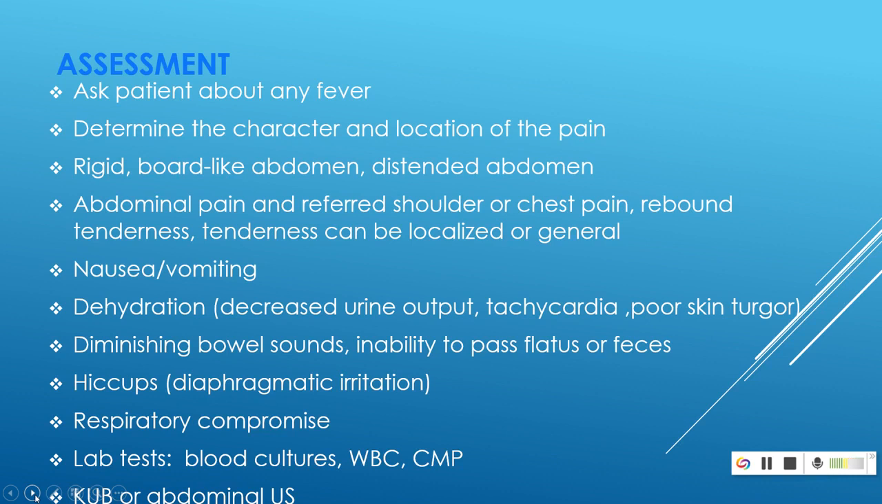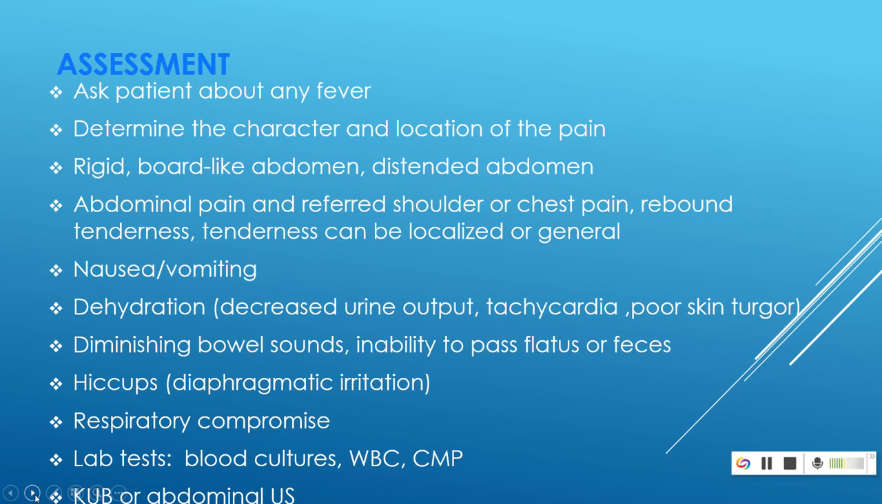If this has been going on for an amount of time, the tenderness will have spread from whichever quadrant it started in, that it was initiated, and it's covered more of the peritoneal area, so you're going to have a more generalized abdominal pain. Nausea and vomiting. Dehydration. We've got decreased urine output and tachycardia.